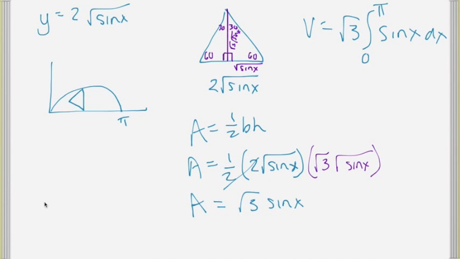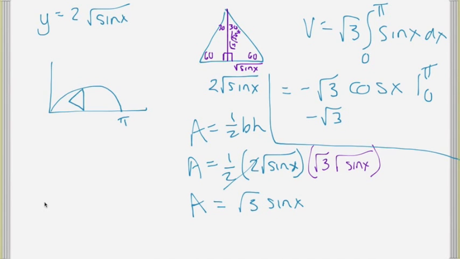Oh, that's really nice. How did I miss that? What is the integral of sine? Negative cosine. What is the cosine of pi? Negative 1. And the cosine of 0. 1. So we end up then with 2 square roots of 3.